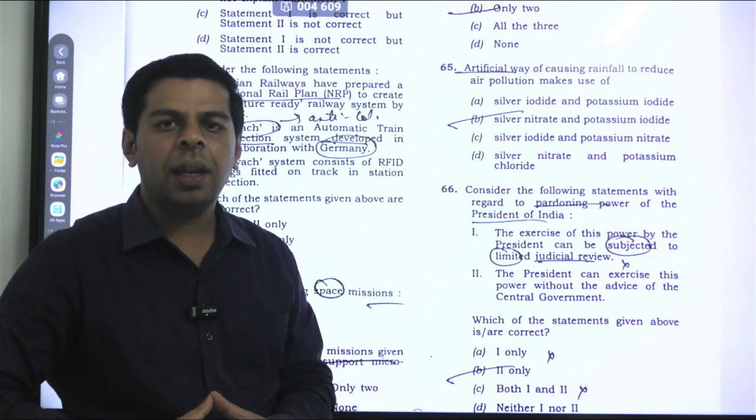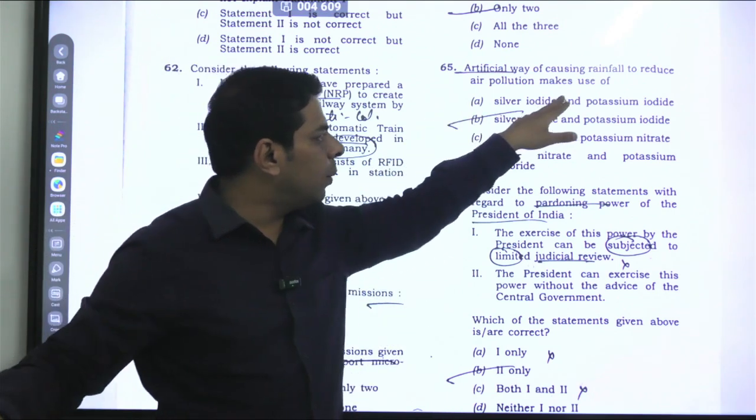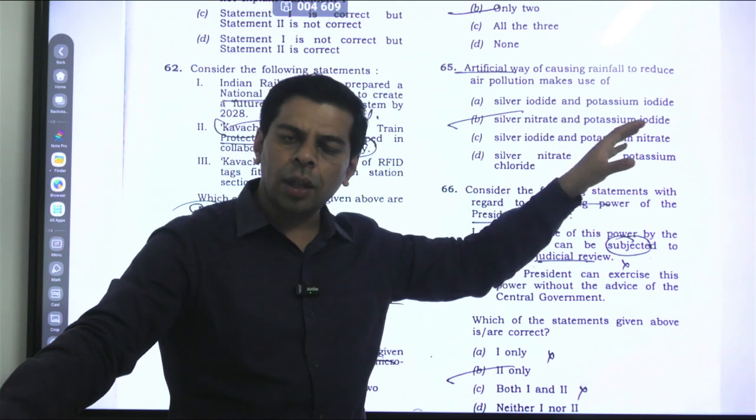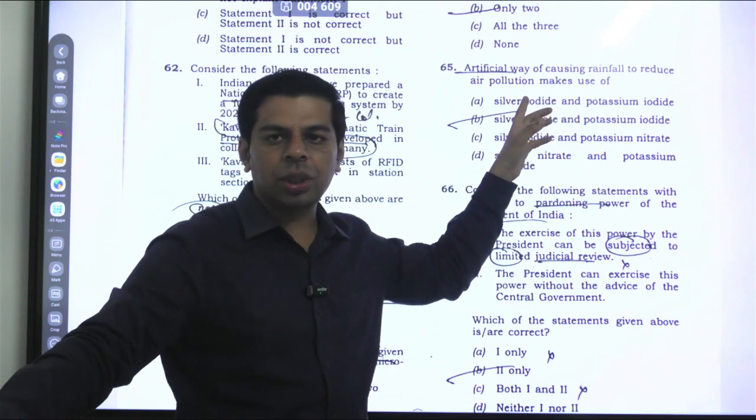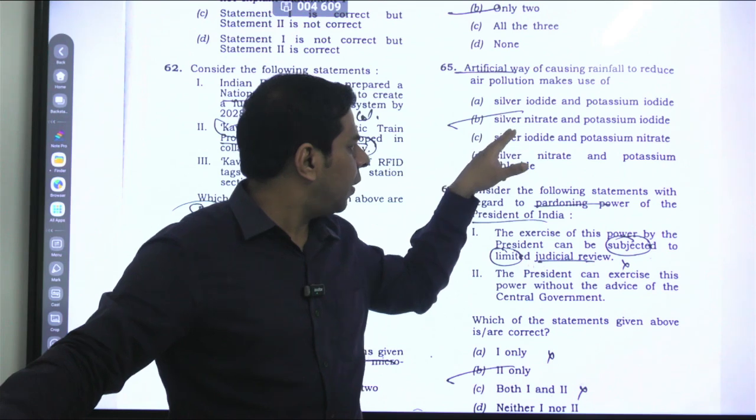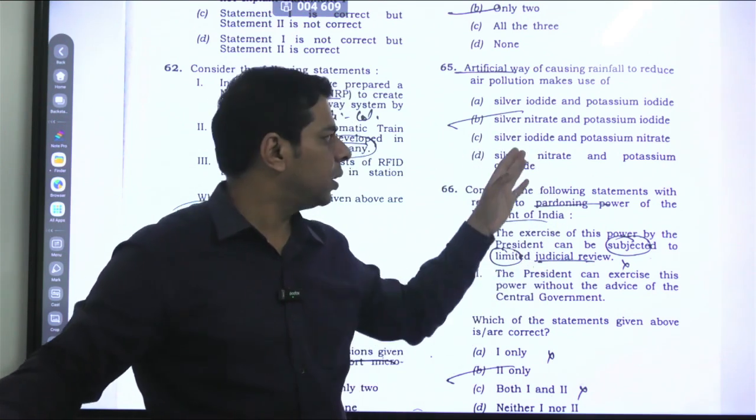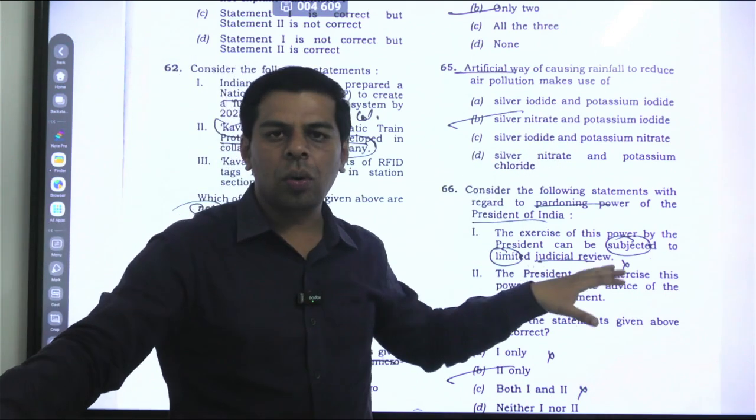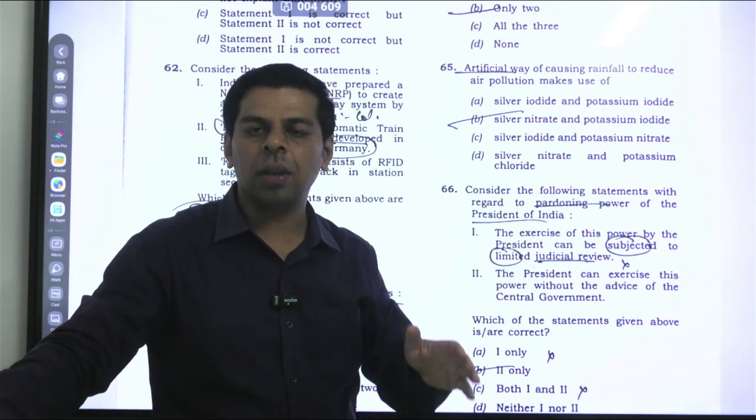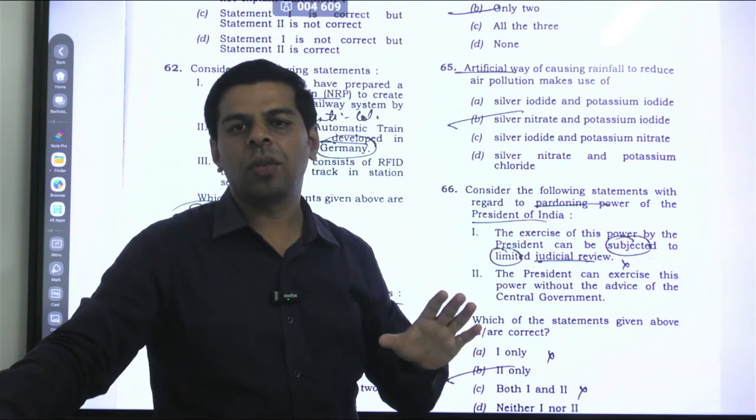So typically in artificial rain, it's silver iodide, potassium iodide, and even sodium chloride crystals can also be used. So the right answer for this question is option A. Silver nitrate is the indelible ink we use in elections. So this is not to be confused, and this was the whole basis of the question. If you could distinguish silver nitrate and silver iodide, you would have got this question right.